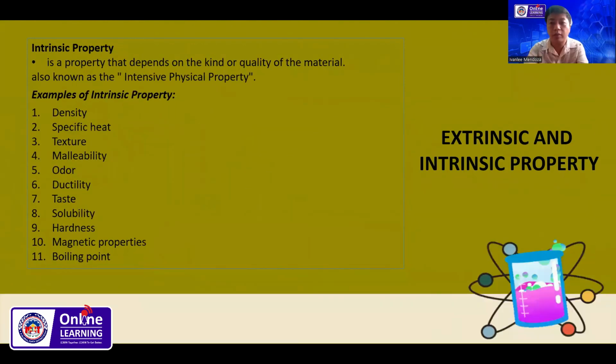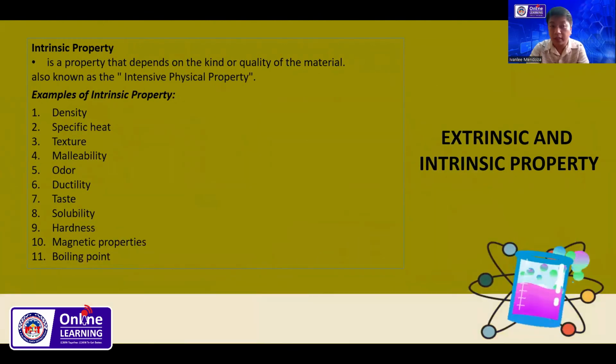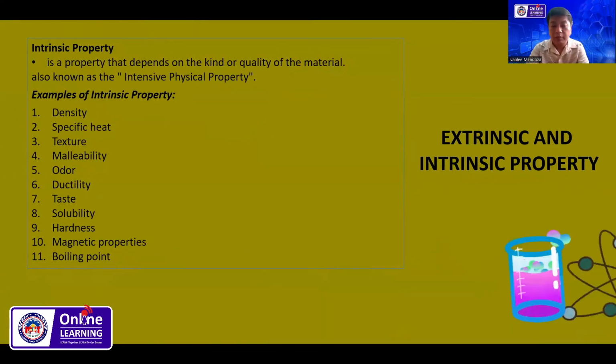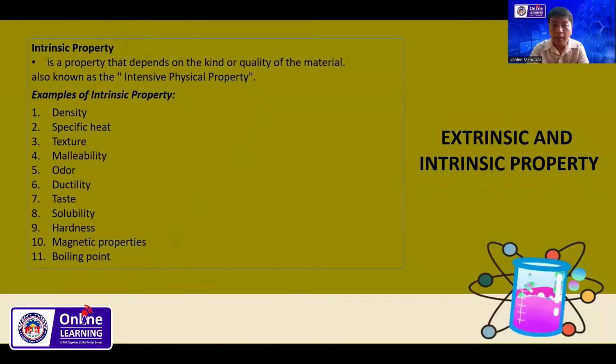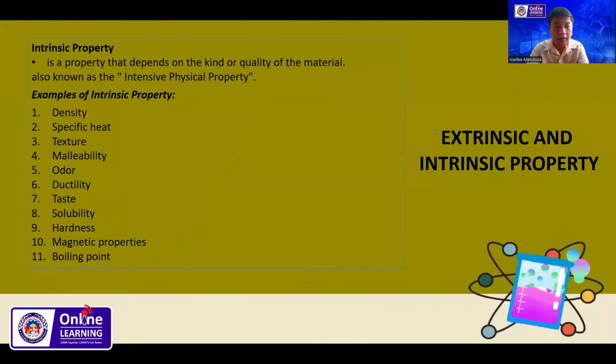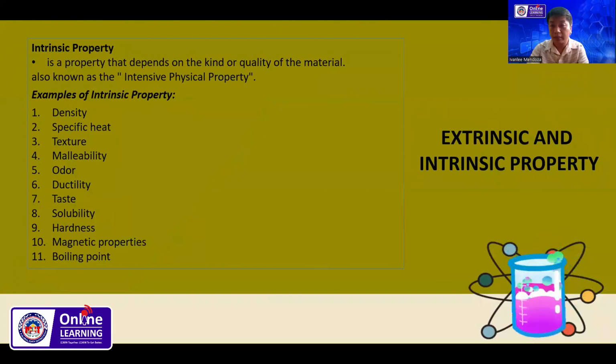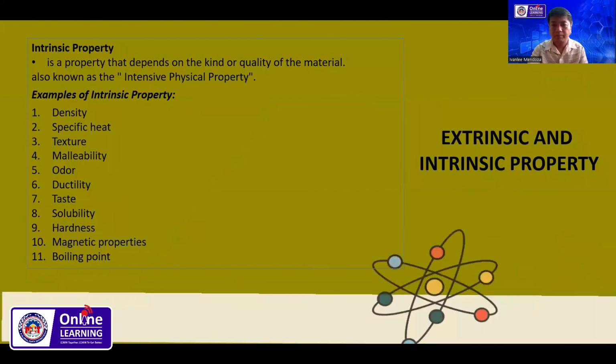And we have also what we call intrinsic property. It is a property that depends on the kind or quality of the material. It is also known as the intensive physical property. Some examples of intrinsic property are, so we have the density, specific heat, texture, malleability, odor, ductility, taste, solubility, hardness, magnetic properties, and boiling point. So those are some examples of intrinsic property.